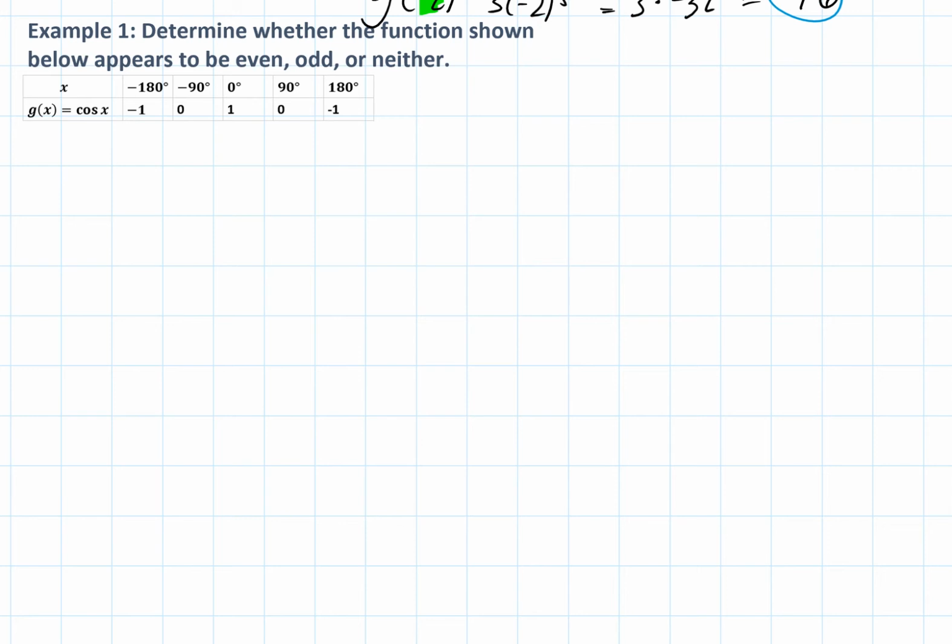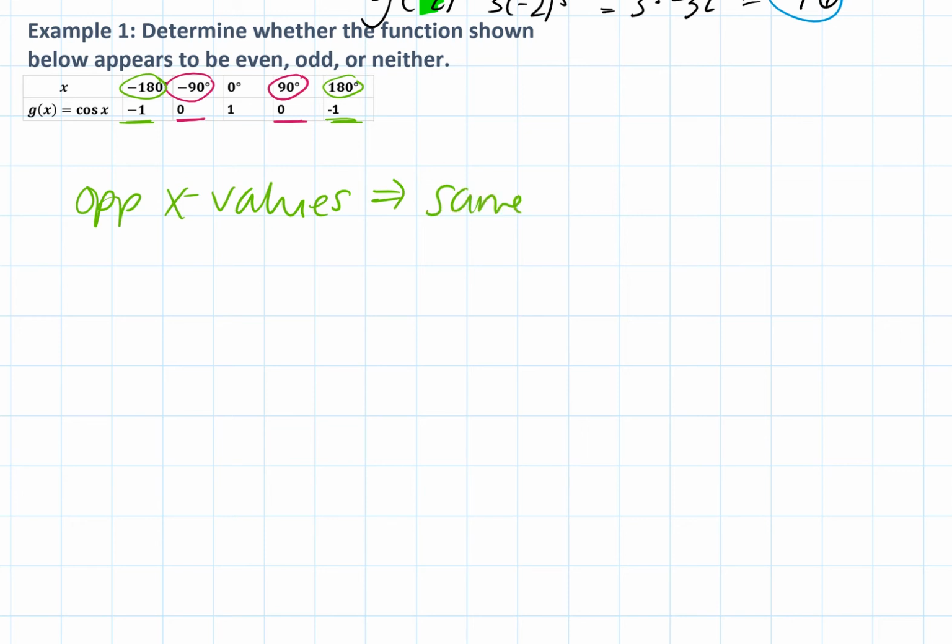So let's take a look at opposite x values. -90 and +90 are opposites, and we see we're getting the same y value, whether you put in positive or -90. -180 and 180 are opposite x values, and again, you're getting the same y value, whether you put in positive 180 degrees or negative 180 degrees. So this looks like opposite x values produce the same y values.